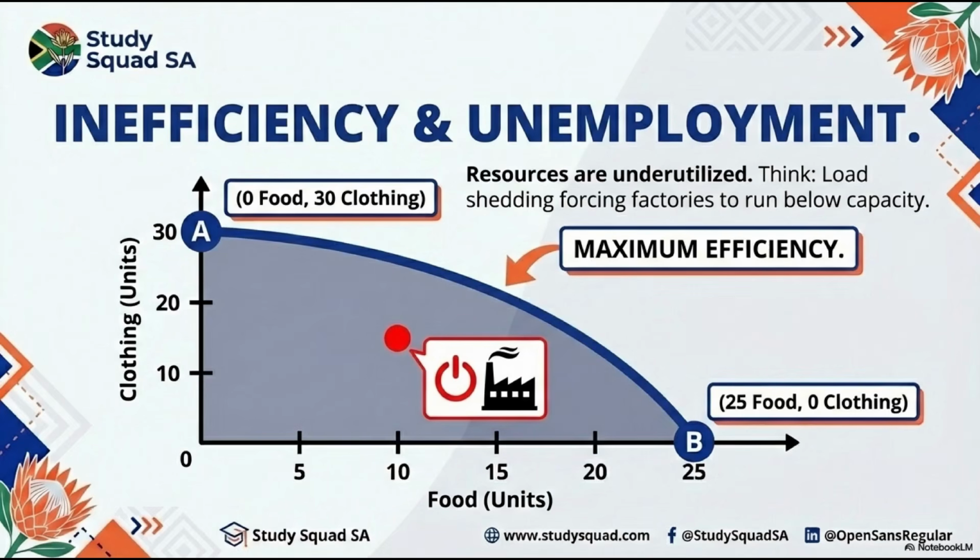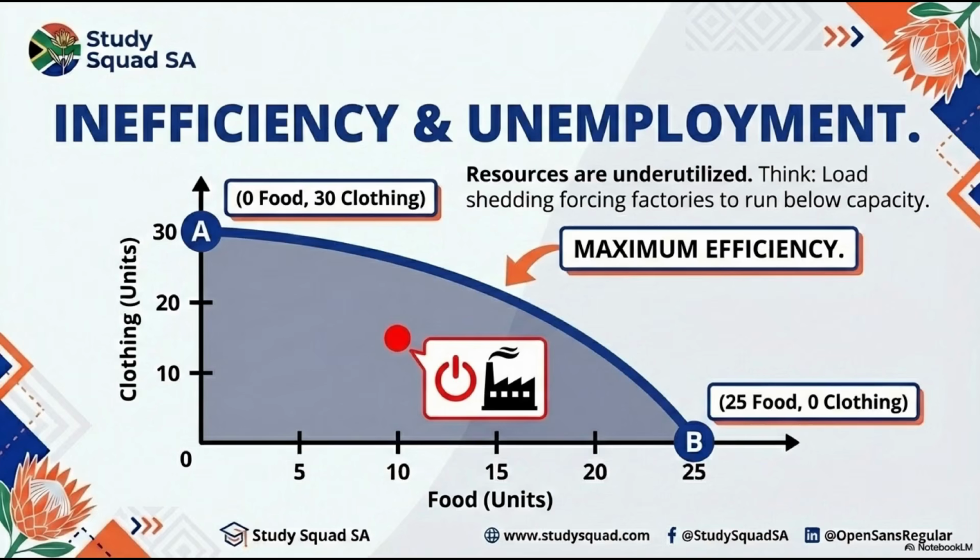Let's say there's a point where the country is producing 15 units of clothing and 10 units of food. This means they're not using all their resources. Maybe there's unemployment, or factories are running below capacity. This is an inefficient allocation. There's wasted potential. Think about Eskom. When load shedding happens, factories can't operate at full capacity, meaning we're producing inside our PPC.